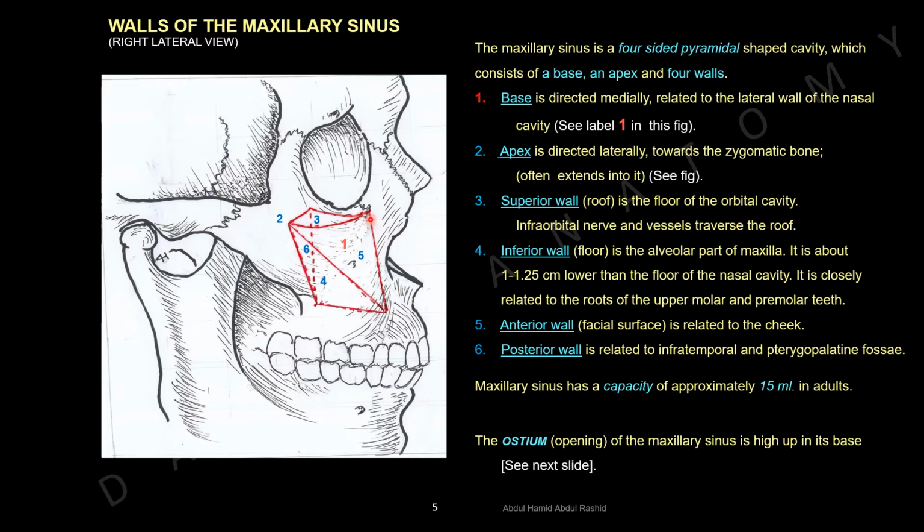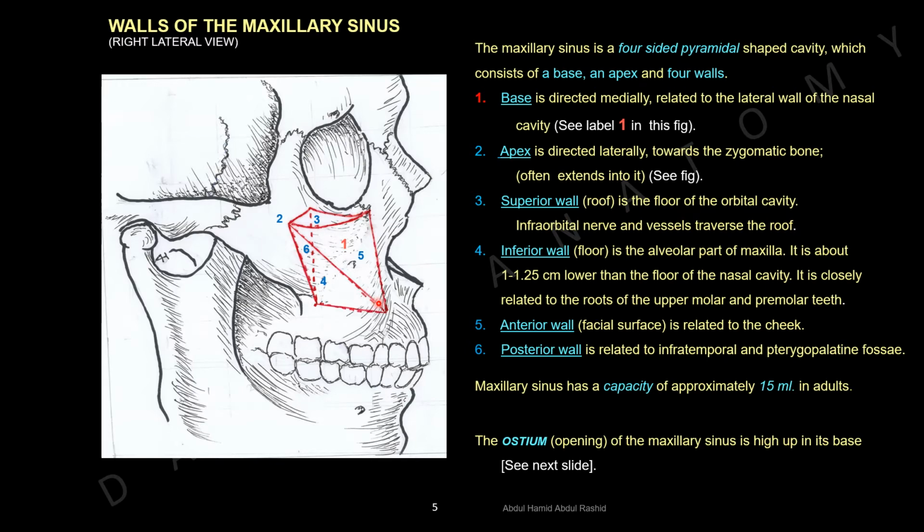3. This is the superior wall. Superior wall or roof of the maxillary sinus is the floor of the orbital cavity. Infraorbital nerve and vessels traverse through the roof of the maxillary sinus. Next is number 4, inferior wall or floor of the maxillary sinus.